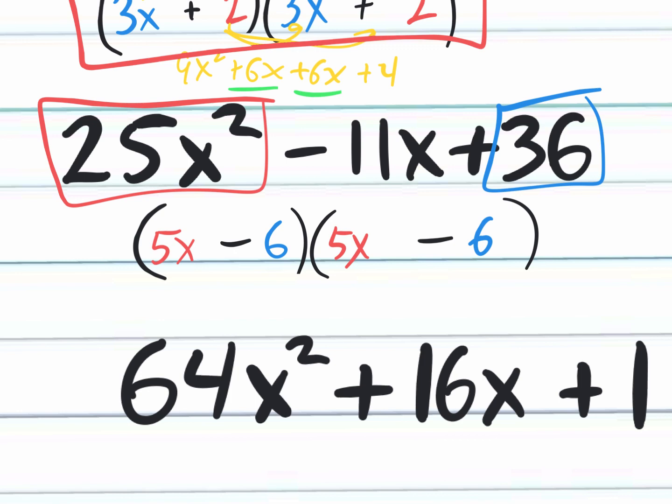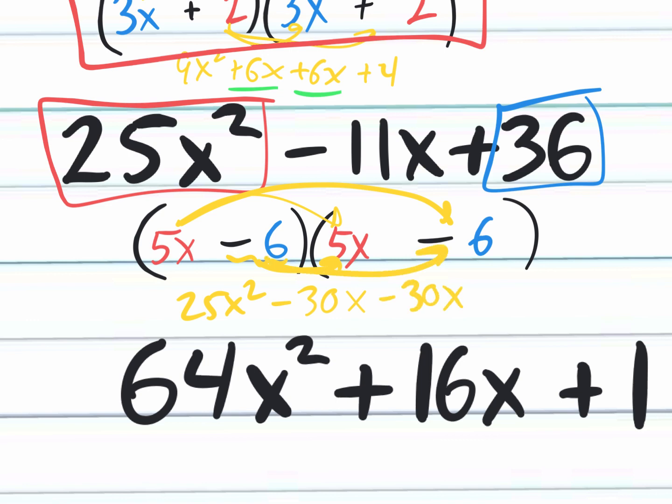It does not work. Check it out. 5x times 5x, 25x squared, that's good. But when I go 5x times negative 6, that's a negative 30x. And then when I go negative 6 times positive 5x, that's another negative 30x. And negative 6 times negative 6 is positive 36. So as you can see, the middle terms, negative 30x and negative 30x, that's negative 60x, definitely not that middle value, negative 11x. So this is wrong, okay?